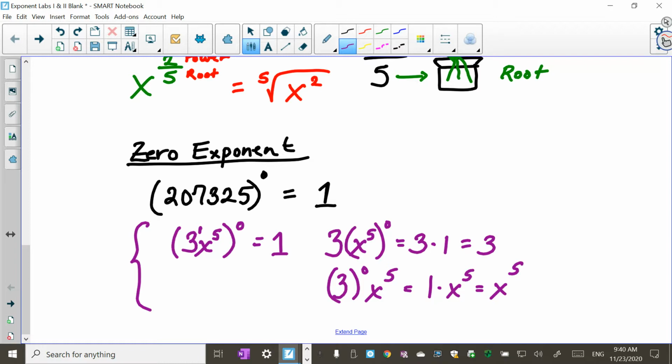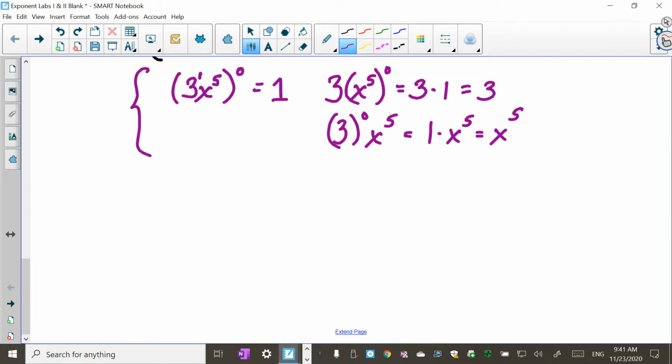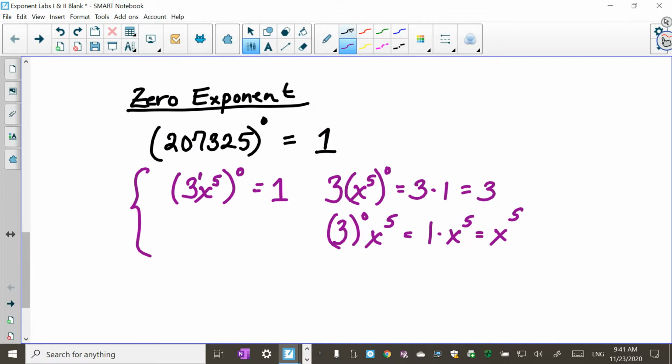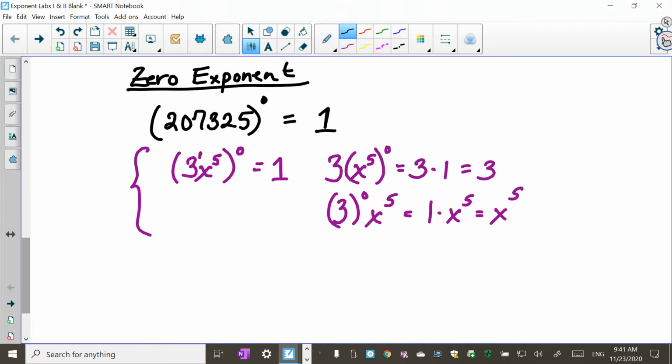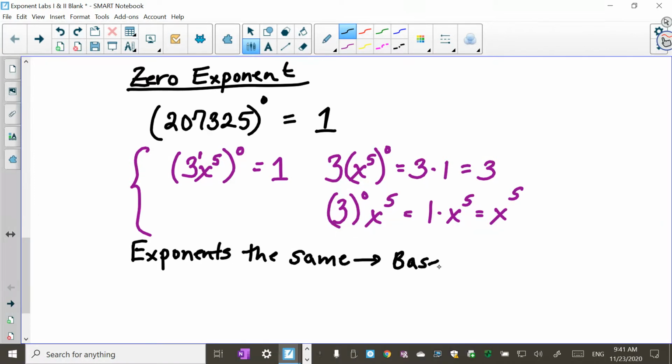All right, and I have one more thing I want to show you on this. I'm going to extend the page here. Before I said if you have the same base, you can combine your exponents by adding them if you're multiplying the bases and subtracting them if you're dividing the bases. But there is something where the exponents are the same, but your bases are different. All of you kind of know this, but you don't think of it. So that's why I wanted to show you.